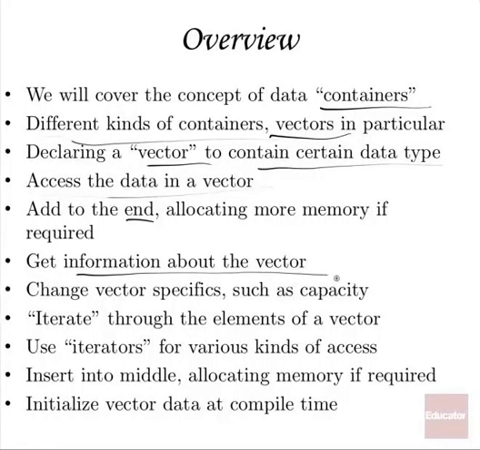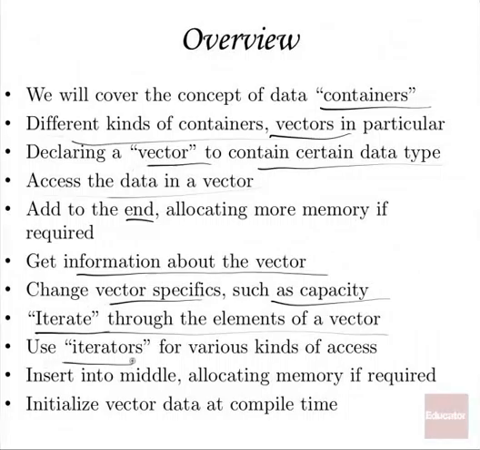How big is it? That sort of thing. How big can it be? We'll change the vector specifics, such as capacity. We'll say we need this vector to hold more. We'll learn about an iterator. It's a type of object that iterates through the elements: 1, 2, 3, 4. We want this element, the next element, etc.